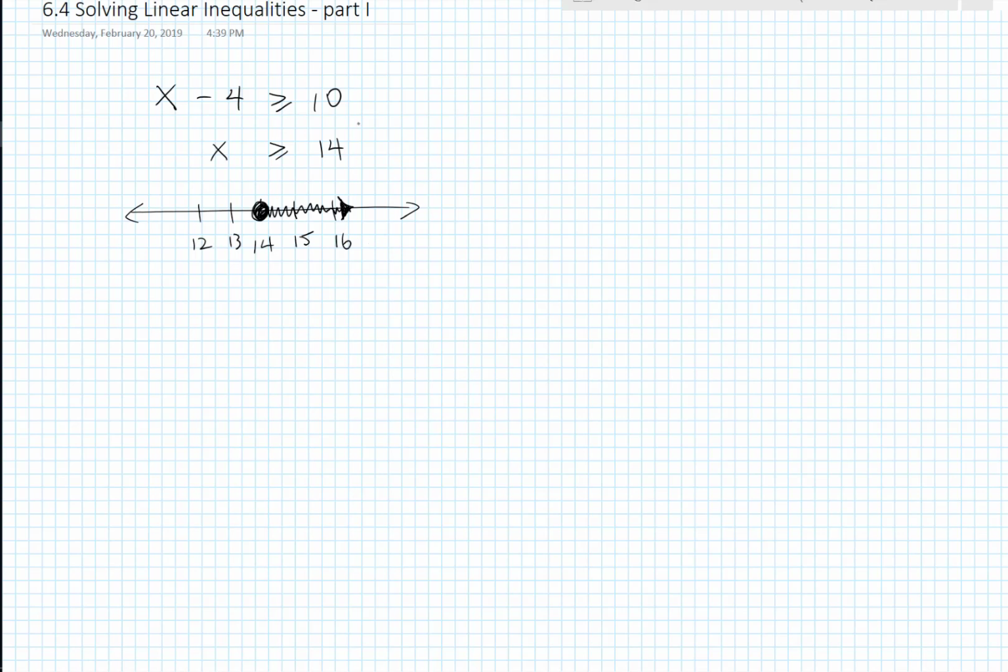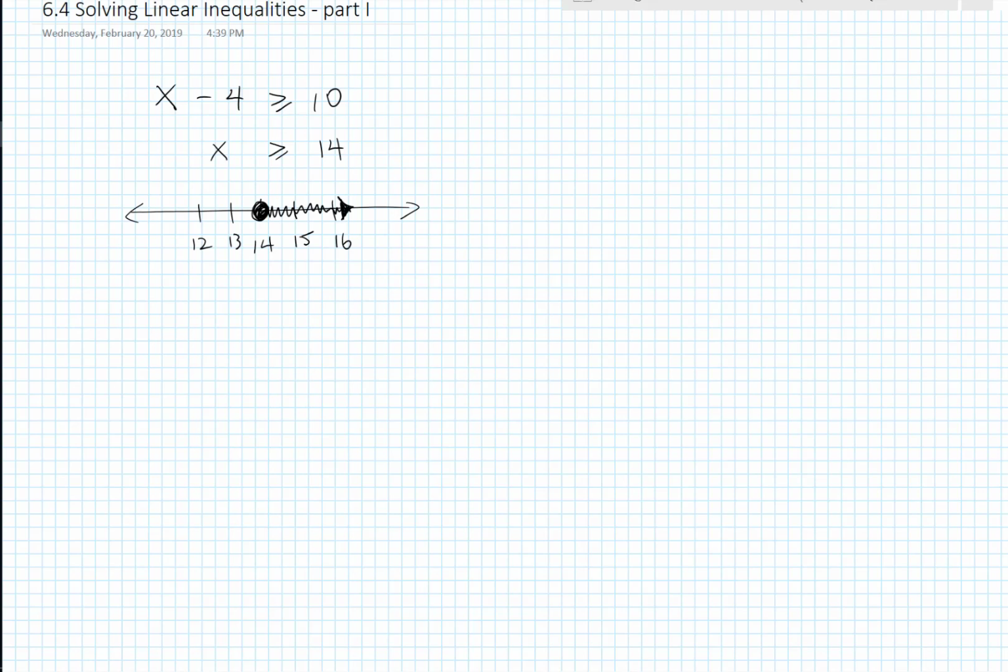Now, you want to go back to the original statement to check, because that'll also catch mistakes that you've made. If you plug in 15 to x minus 4, you get 15 minus 4, which is 11. Ask yourself, is 11 greater than or equal to 10? And the answer is yes. Now, this isn't going to catch a mistake that you made in solving the inequality. It'll just catch the directional mistake.